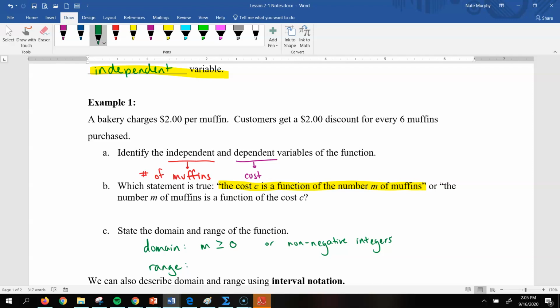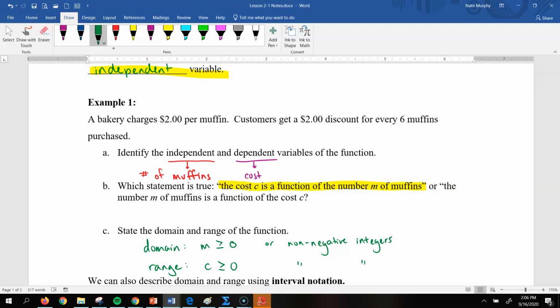Now let's think about the range. So what's the least amount of money that we could spend? Well, hopefully after the domain question, you're thinking, well, I don't have to spend anything. So you're right. The least amount of money that we could spend would be $0. And so the cost, or the range, you could say very similar to what we did in the previous one. We could say the cost is going to be greater than or equal to 0. Or just like before, you could say non-negative integers. Okay, so either of those would be correct.